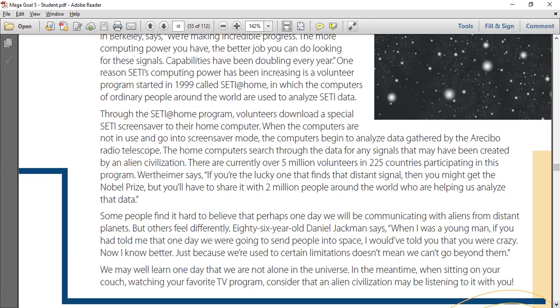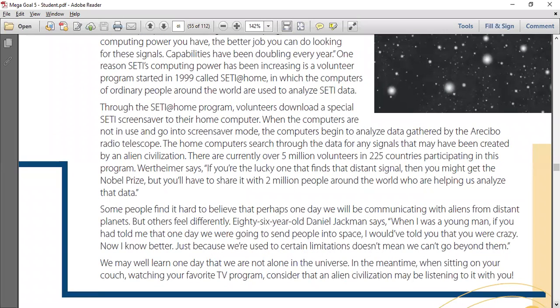Wertheimer says, "If you're the lucky one that finds that distant signal, then you might get the Nobel Prize. But you have to share it with 2 million people around the world who are helping us analyze that data." Some people find it hard to believe that perhaps one day we will be communicating with aliens from distant planets. But others feel differently. 86-year-old Daniel Jackman says, "When I was a young man, if you had told me that one day we were going to send people into space, I would have told you that you were crazy. Now I know better. Just because we're used to certain limitations doesn't mean we can't go beyond them."